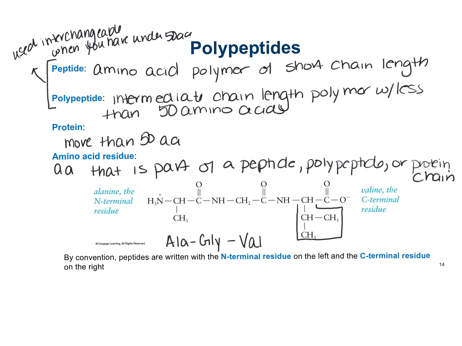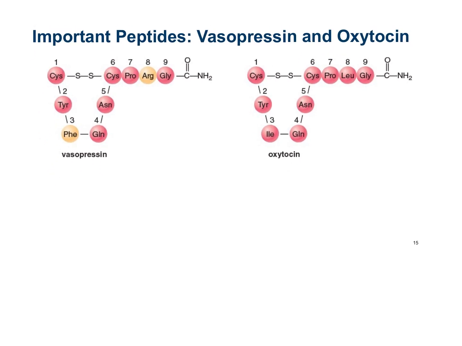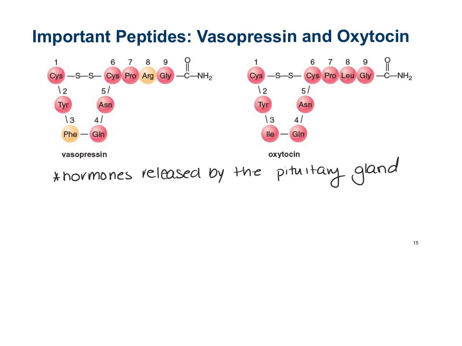Now, let's look at some important polypeptides. We're going to start with two: vasopressin and oxytocin. These are hormones that are released by the pituitary gland. They are referred to as nonapeptides, which means they have 9 amino acid residues.